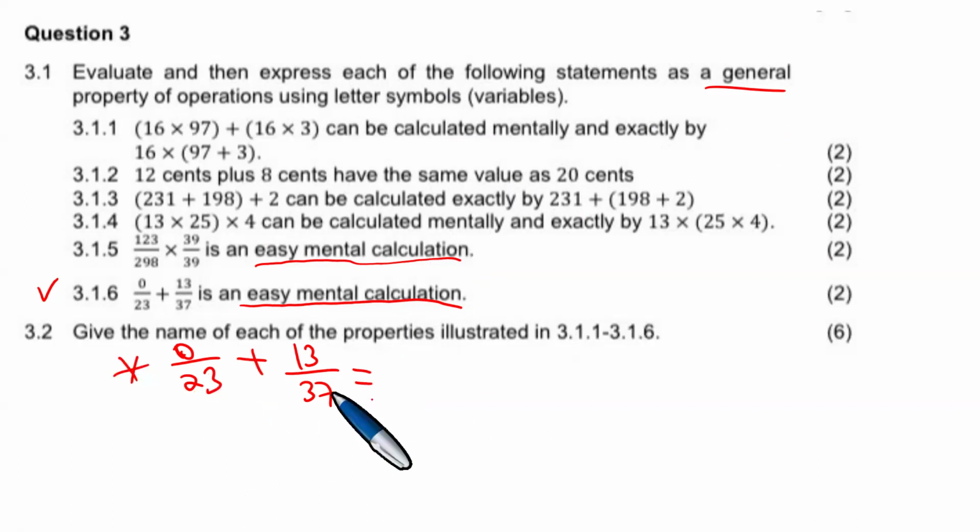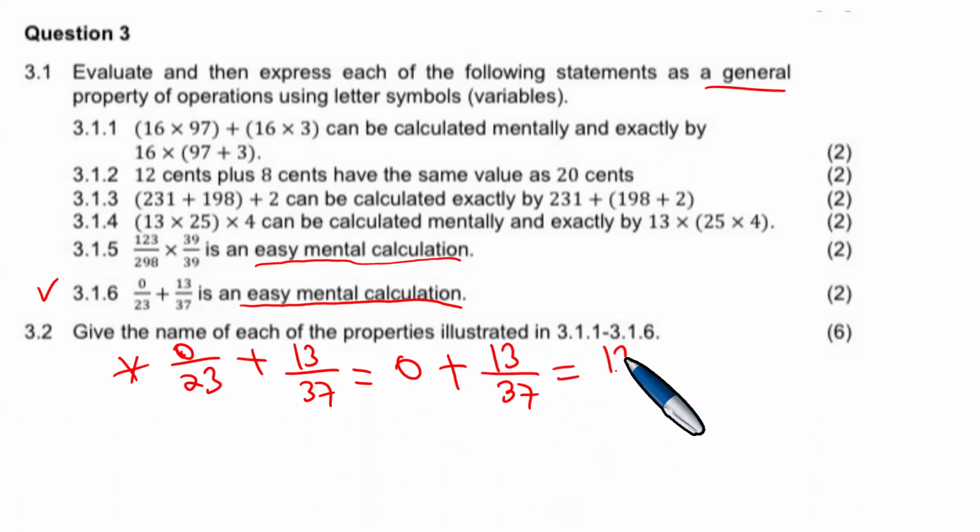0 divided by 23 is 0. So 0 plus 13 out of 37 is 13 divided by 37.